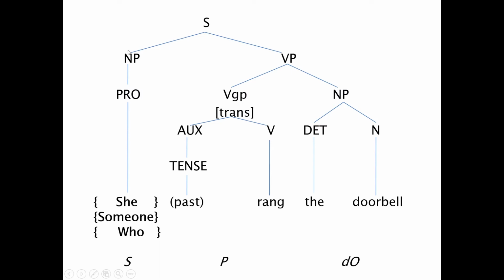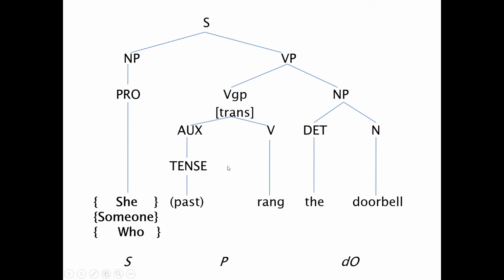So here we have a sentence. We have a noun phrase, we have a pronoun, she. She means, or we say, someone or who. If I say who came, so who is a noun phrase, who came. We ask about the subject. If I say someone came, and so on. Okay, verb phrase, we have the verb group, we have a transitive verb, and we have an auxiliary verb, we have tense.